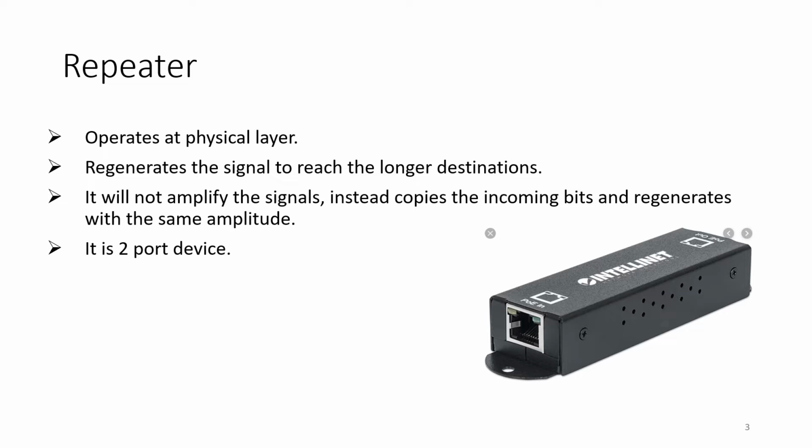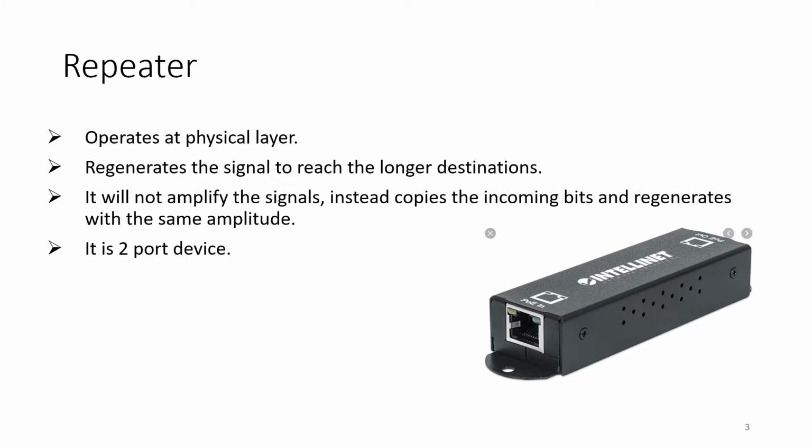So the first device is the repeater. As the name suggests, it just regenerates the signal to reach longer distances. It works at the physical layer of the OSI model. It will not work on higher layer data, like the data link layer or network layer. It deals only with physical layer data.